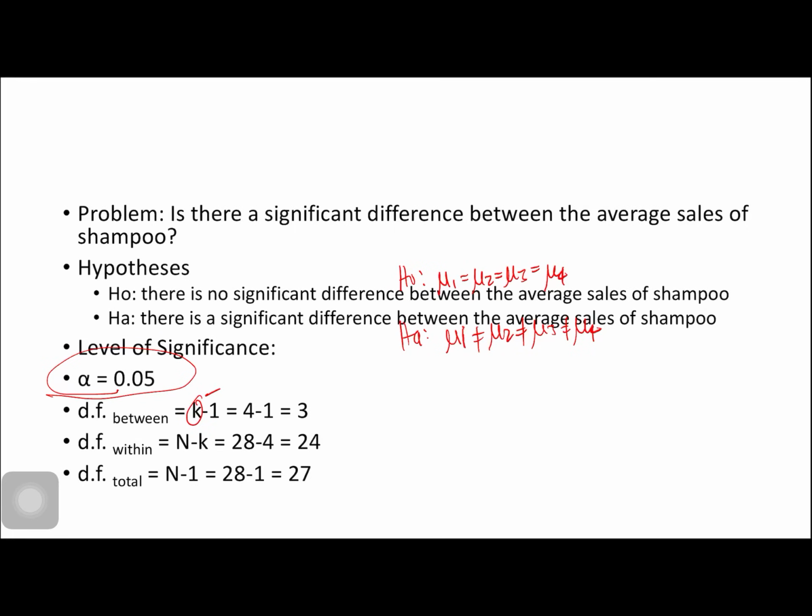For the degrees of freedom between, we have k minus 1. This k represents the number of groups we have. So here we have 4 groups. So 4 minus 1 is equal to 3. For the degrees of freedom within, we have N, that's the total number of values we have, minus the number of groups k, that is 28 minus 4, that is equal to 24. And then for the degrees of freedom total, we have N, the total values, minus 1, 28 minus 1 is equal to 27. Or it can be the degrees of freedom between plus the degrees of freedom within, that is also 27.